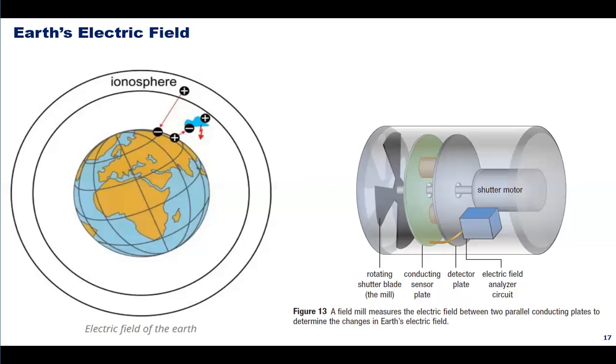exposes the sensor plate for a short time and then blocks the plate from the electric field for an identical length of time. During exposure, the plate becomes charged. During non-exposure, an analyzer circuit measures the electric field between the charged sensor plate and the uncharged detector plate. This process repeats continuously, providing information about variations in the field strength of Earth's electric field over a given time interval and in a particular region of the atmosphere. Field mills have fairly simple designs and generally perform reliably.